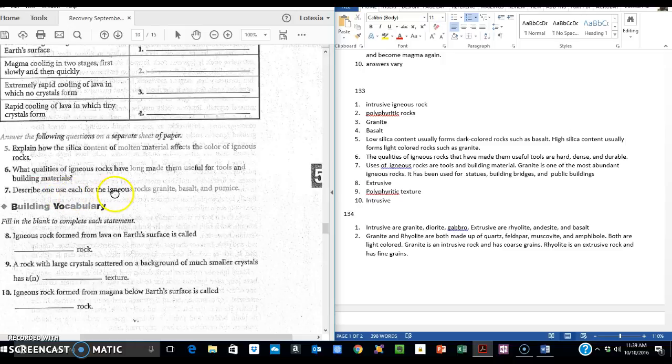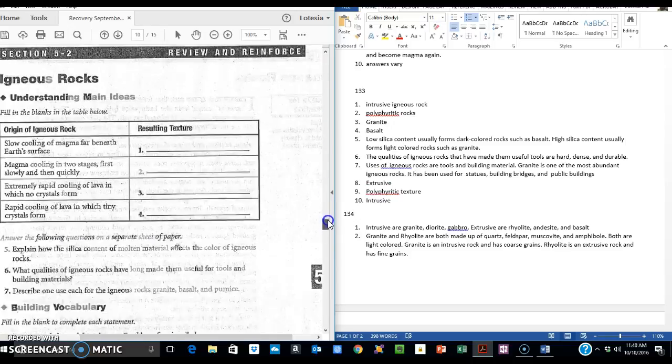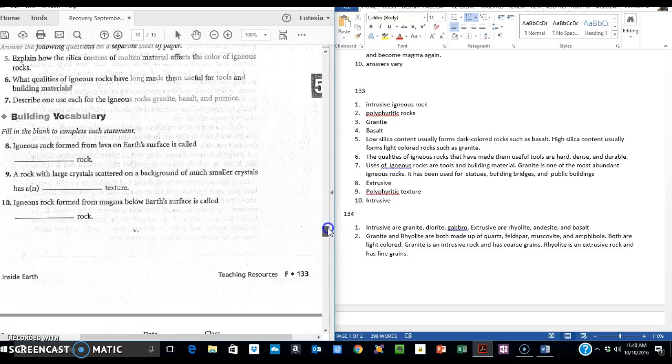Describe one use of the igneous rocks for granite, basalt, and pumice. It didn't provide you with a lot of detail about that. Here, igneous rocks such as basalt, pumice, and obsidian also have important uses, but the granite was the one that they gave you the primary description of, but all of them can be used for statues, building bridges, and public buildings. All right.